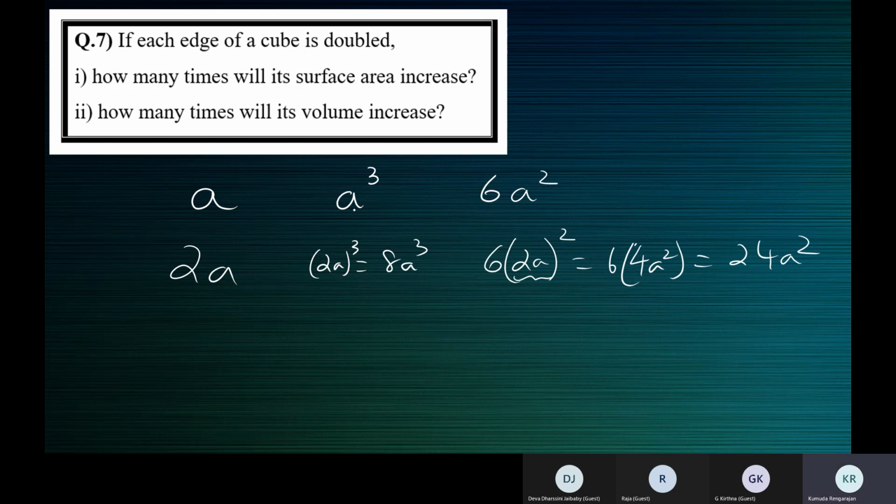Now compare. A cube becomes 8A cube, so volume becomes 8 times. 6A square becomes 24A square, so 6 into 4 is 24. So surface area is 4 times. The new surface area is 4 times the original surface area. The new volume is 8 times the original volume.